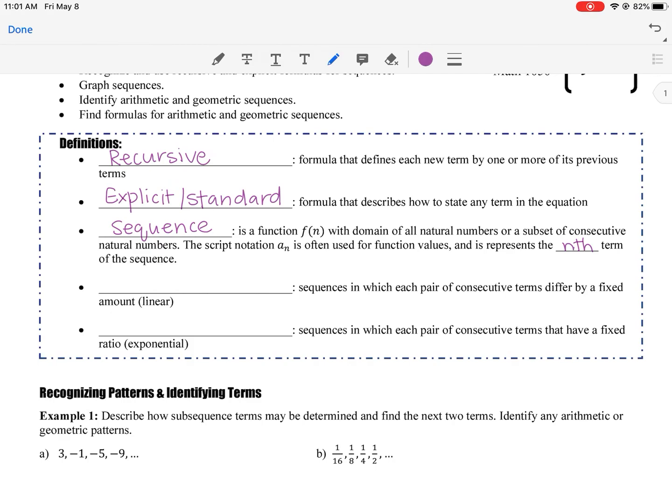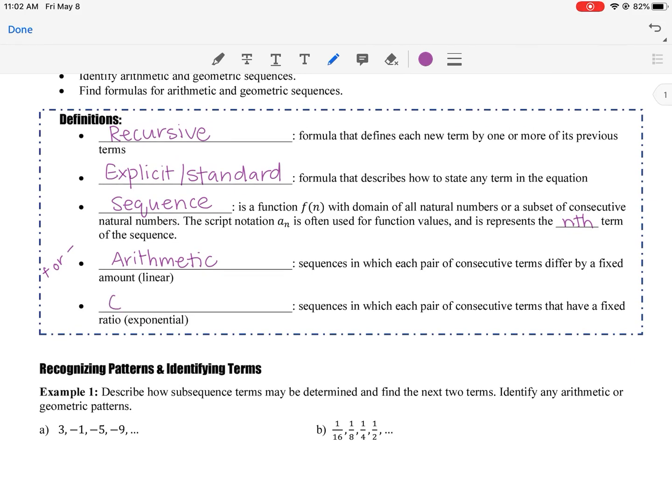Sequences in which each pair of consecutive terms differ by a fixed amount, so you can think about that as linear, so you're adding or subtracting, we call that an arithmetic sequence. As opposed to a geometric sequence, so I just realized I spelled arithmetic wrong. Nope, I was okay, just kidding. Okay, a geometric sequence is going to have a fixed ratio. So you can think about that as times or divide.